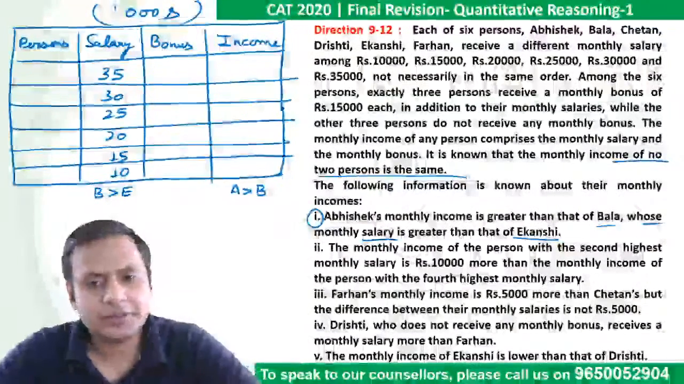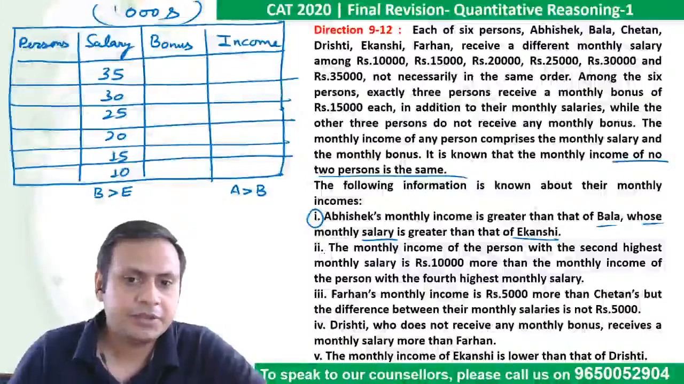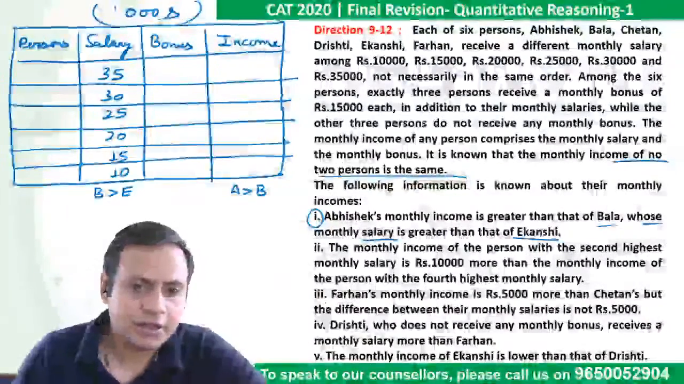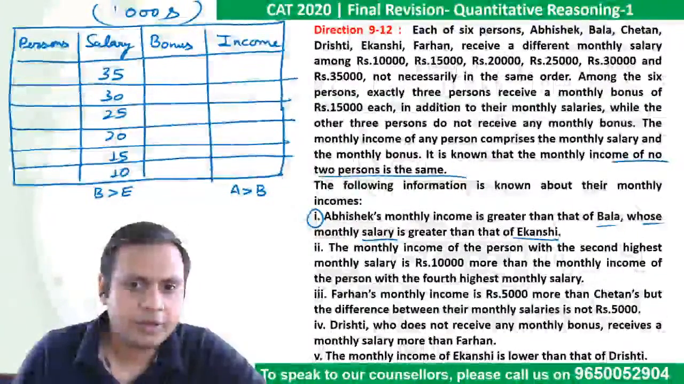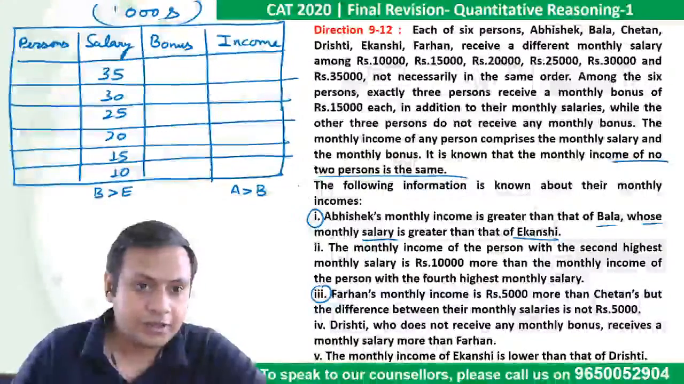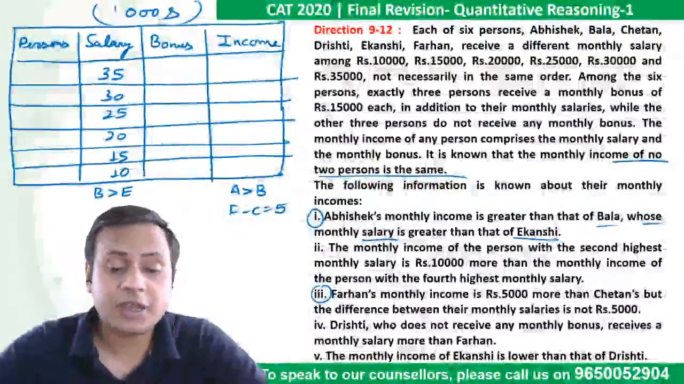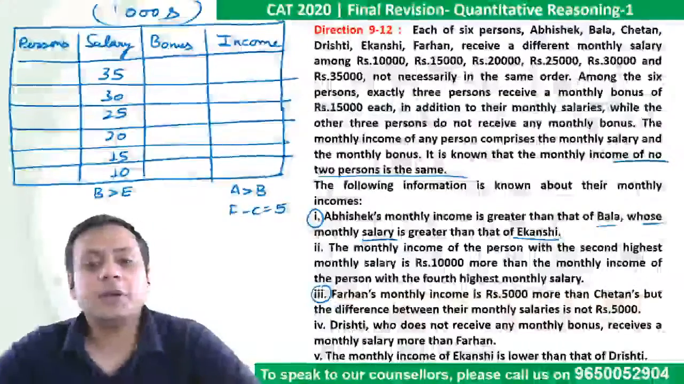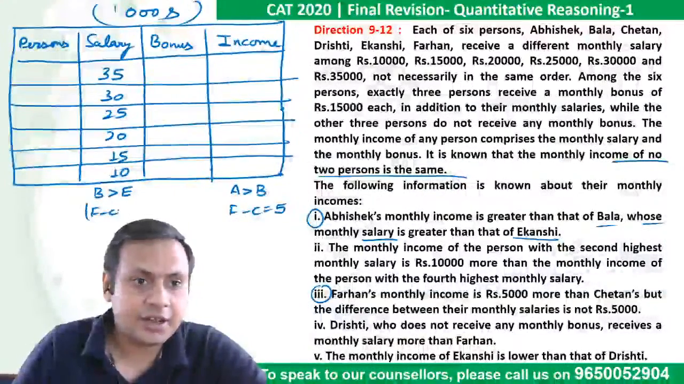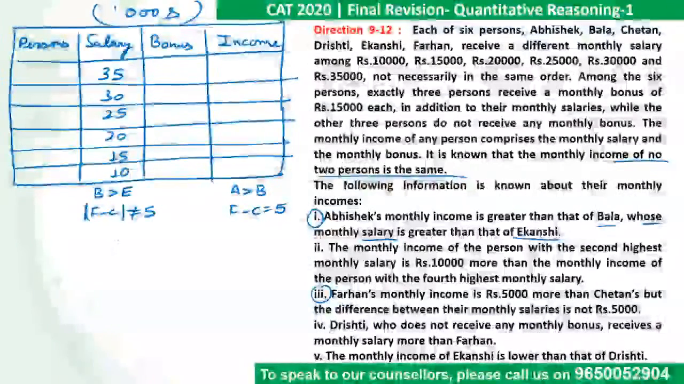Okay. Next thing. Notice one thing. I'll come back to second point. Third point, have a look. Farhan's monthly income is 5,000 more than Chetan's. We are already writing all the values in terms of thousands only. But difference between their monthly salaries is not 5,000. Difference is written in mod. Okay, I hope everything is clear. It cannot be 5,000.